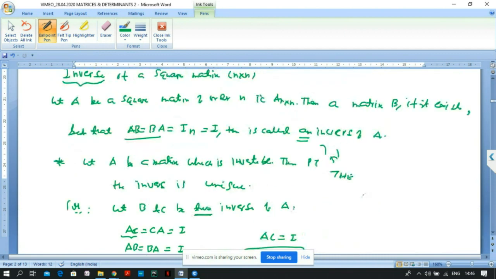So you will find in many books that this is called the inverse, but the definition talks of not the inverse, the definition says an inverse. So don't be surprised when you see it like that.